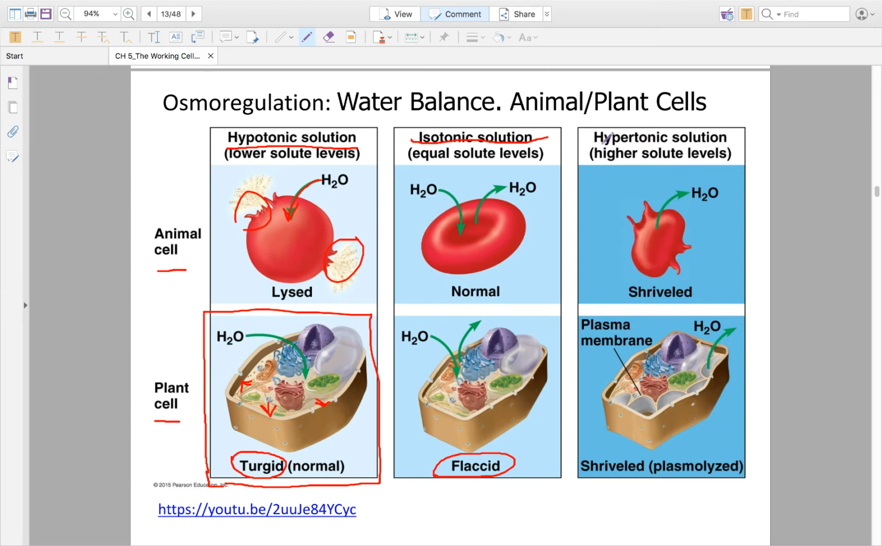Now in a hypertonic solution, water leaves the cell, and with an animal cell, the cell will shrivel up. That's not good either, but it happens. Now in a plant cell, we have something very specific that occurs. It's called plasmolysis. The plasma membrane lyses or breaks away. See how it's pulling away from the cell wall? And actually everything is going to move to the center. That is plasmolysis. That's what happens to a plant cell in a hypertonic solution.